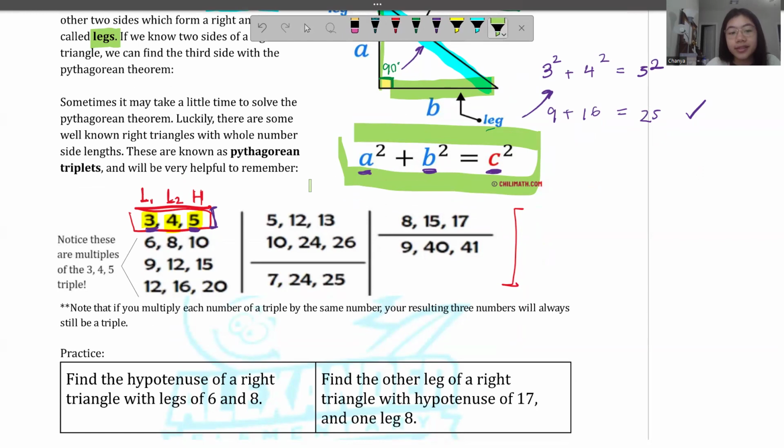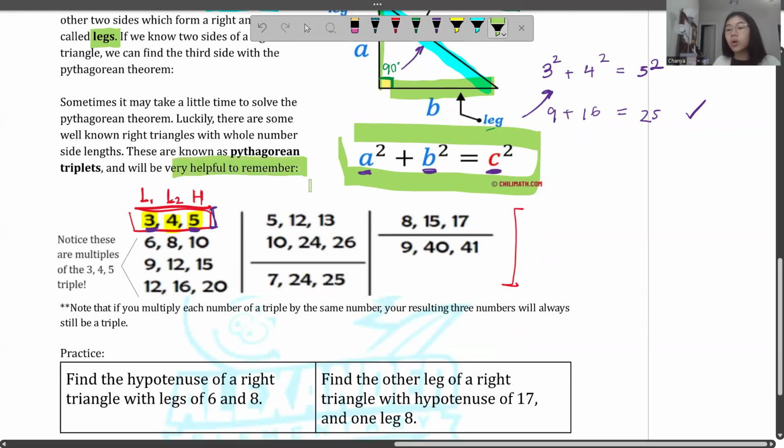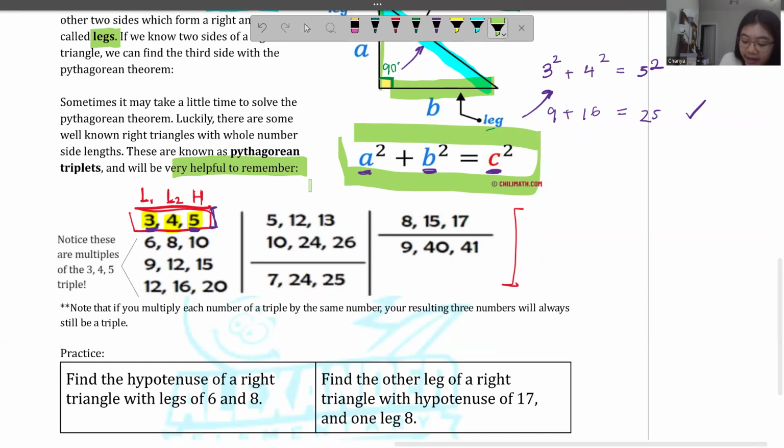I don't think it's necessary to test the others because Pythagorean triplets are very helpful to remember because they're whole number values that always satisfy the Pythagorean theorem. In other words, A squared plus B squared equals C squared is true for the 3, 4, 5 triplet, the 5, 12, 13 triplet, 7, 24, 25 triplet, 8, 15, 17 triplet, and basically all of these numbers here.